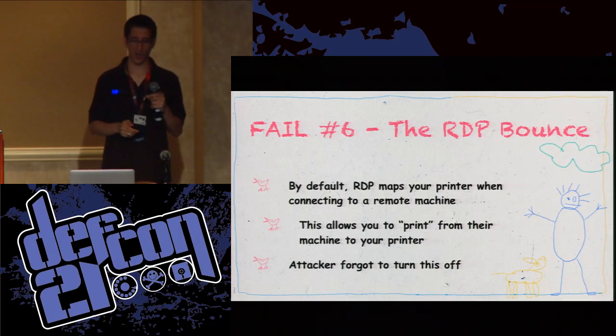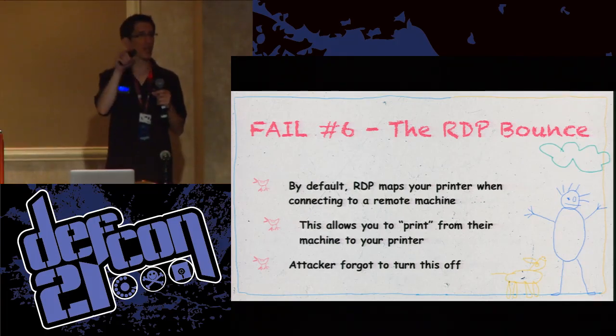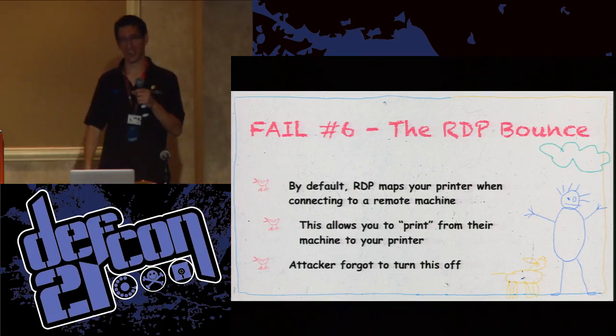He forgot to turn this off. There is a checkbox in Remote Desktop Protocol. When you open up the RDP window, you can hit Options and then uncheck Map Printers to Target Machine. It's just a checkbox. He did not uncheck it.